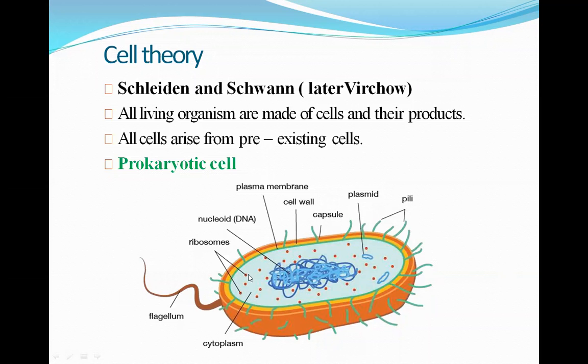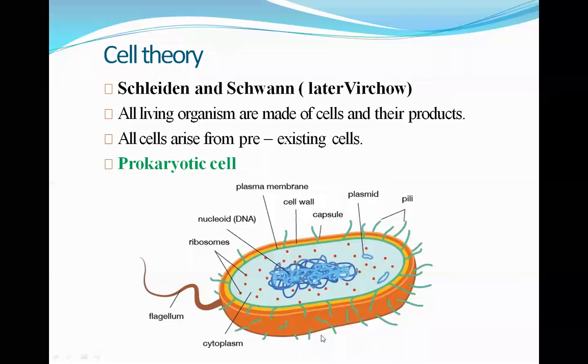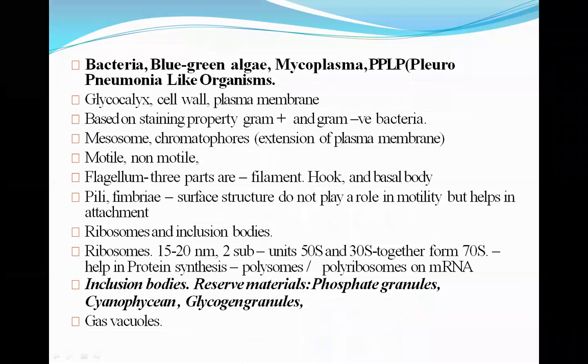The inner fluid which is observed where I'm showing the cursor is said to be the cytoplasm. Cyto means cell, plasm means fluid. So the fluid of the cell is known as cytoplasm. Now bacteria, blue-green algae, mycoplasma, then PPLO, that is pleuropneumonia-like organisms, all of these come under the prokaryotic cell. That means all these are prokaryotic cells.